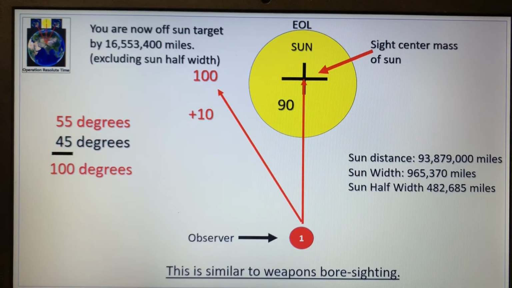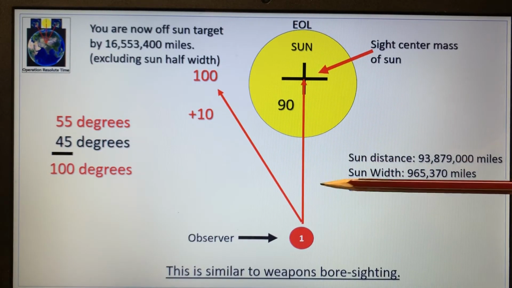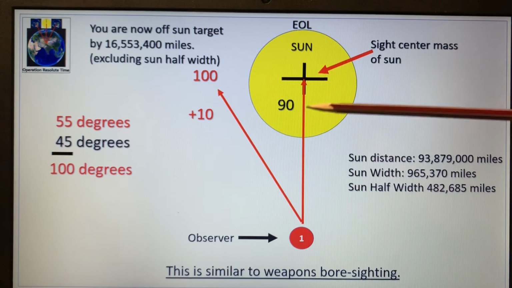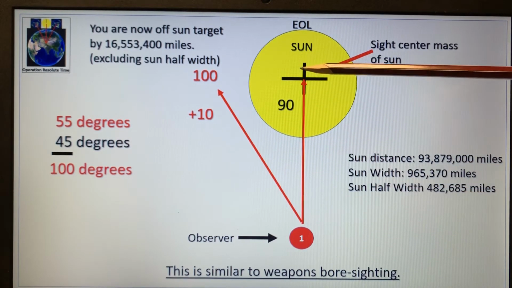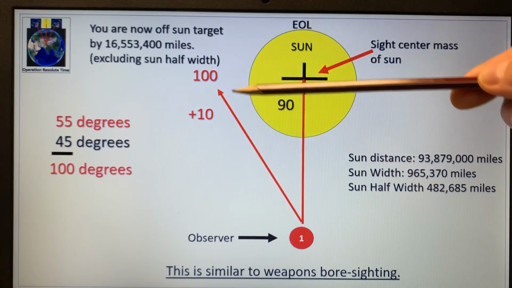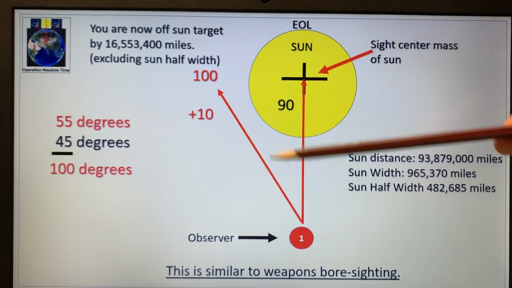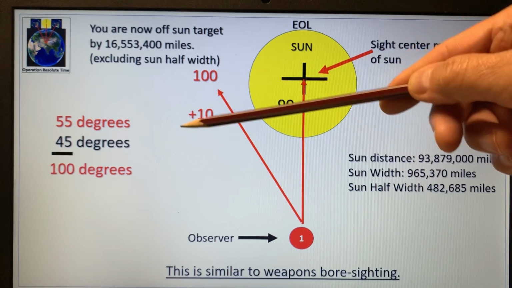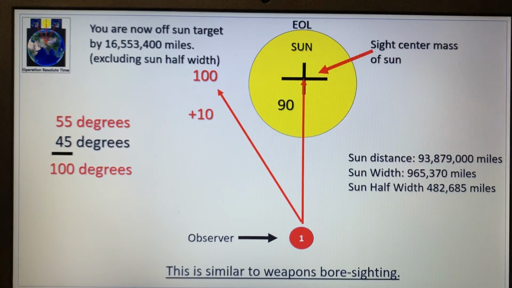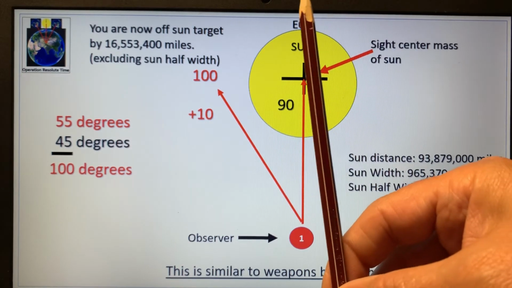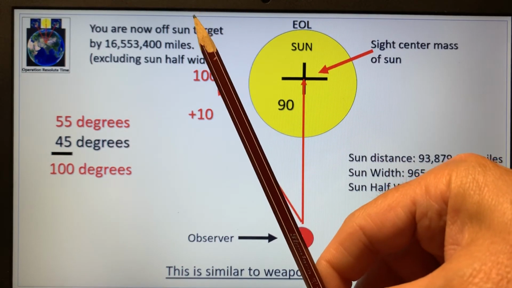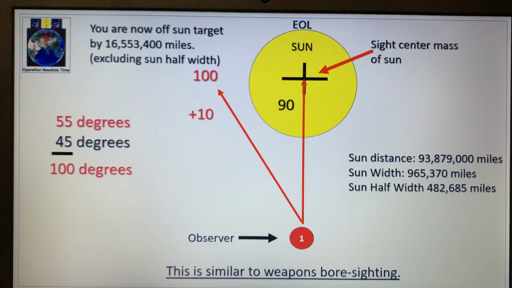This is what I talked about. The observer is observing on the sun's center mass, so we're using half sun width. When you get that reading of 55 degrees, now that reading is 10 degrees off center mass of the sun. In other words, you're no longer line of parallel. You're outside that tolerance by 10 degrees.